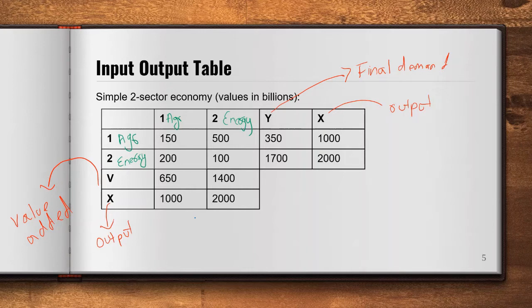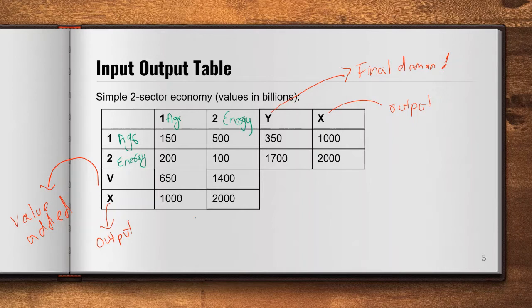For example, if an economy wants to manufacture $1,000 billion of agriculture, then it will need $150 billion of input from the agriculture sector and $200 billion of input from the energy sector. Likewise, if this small economy wants to produce $2,000 billion of energy, then it will need $500 billion of input from agriculture. Like if you want to produce electricity from ethanol, then ethanol comes from the crop, which is corn, that is agriculture. So you need $500 billion of input from agriculture to produce energy, and so on.